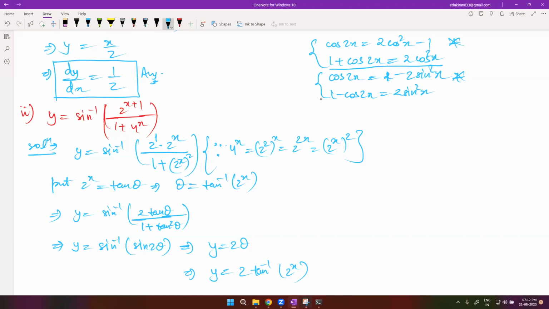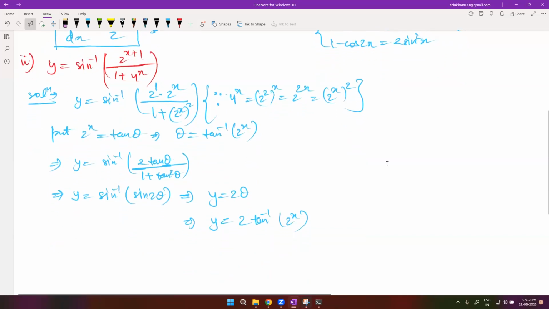So y is equals to 2 theta. Theta is basically tan inverse 2 to the power x. So this is y is equals to twice tan inverse 2 to the power x. Now I can find out the differentiation of this function dy by dx. It will come out pretty simple if we compare to the original function. Yeah, so differentiating with respect to x both sides.